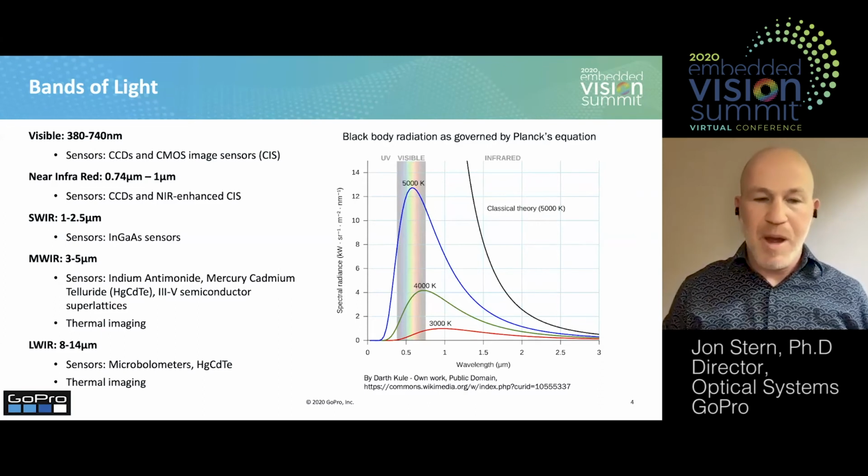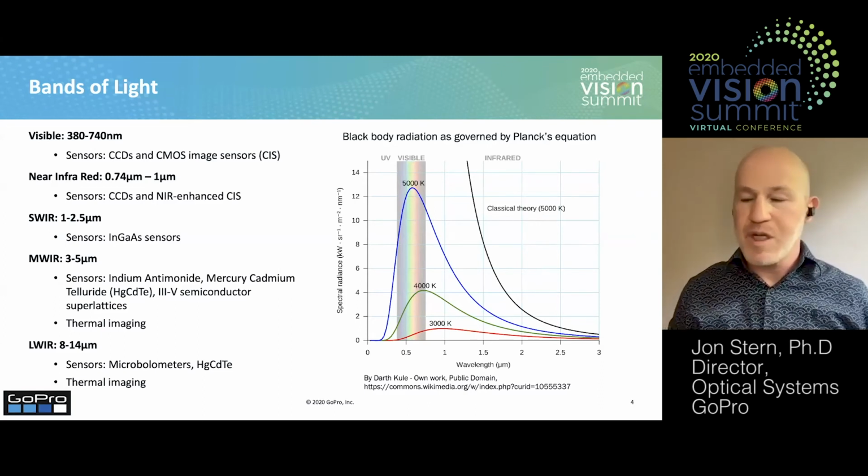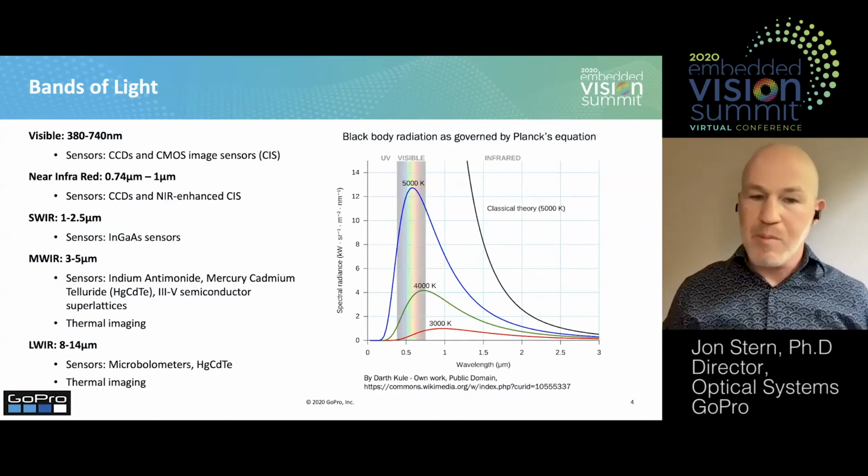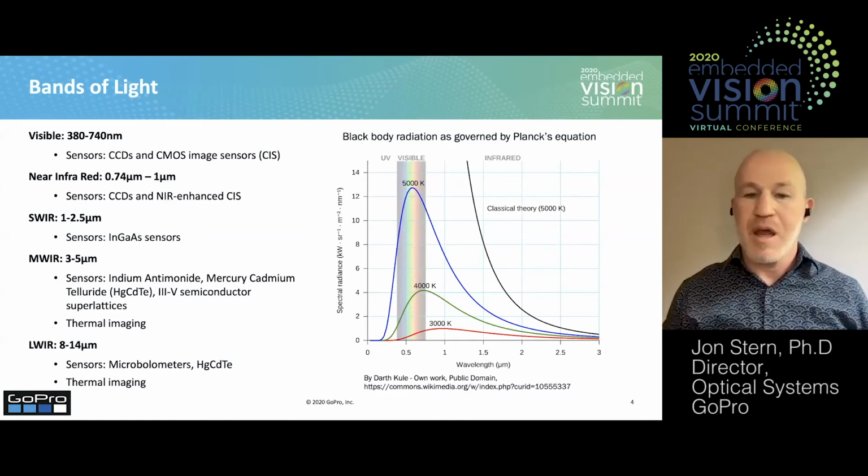The next thermal band is 8 to 14 microns, long wave IR. Typical sensor technologies are microbolometers, and again, mercury cadmium telluride. You may notice there's a gap between 5 microns and 8 microns. That's because water vapor in the atmosphere absorbs light in that band.